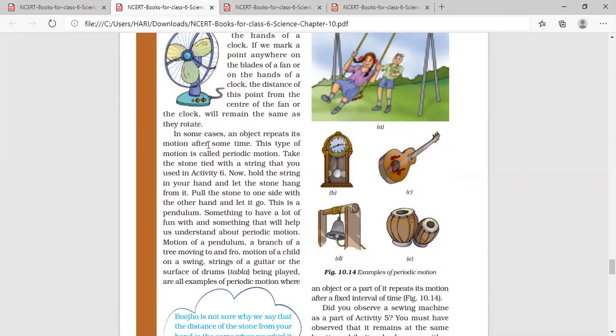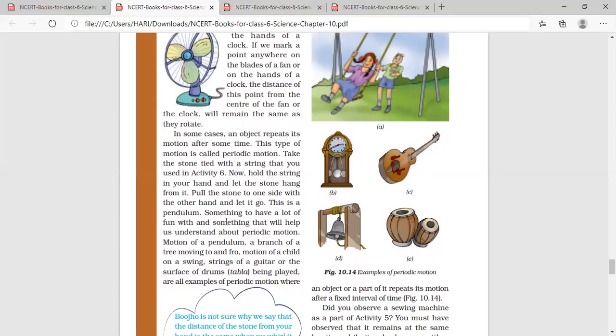That is, if an object repeats its motion after some time, such a motion is called a periodic motion. The best example is the pendulum of the clock. It starts from one point, goes to a second point, and again from the second point comes back to the first point. That is the motion of the pendulum of the clock, an example of periodic motion.